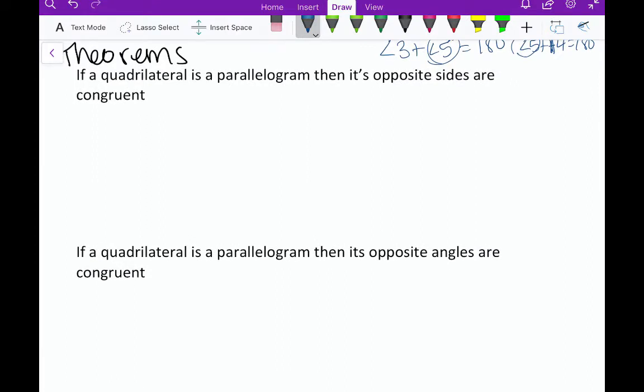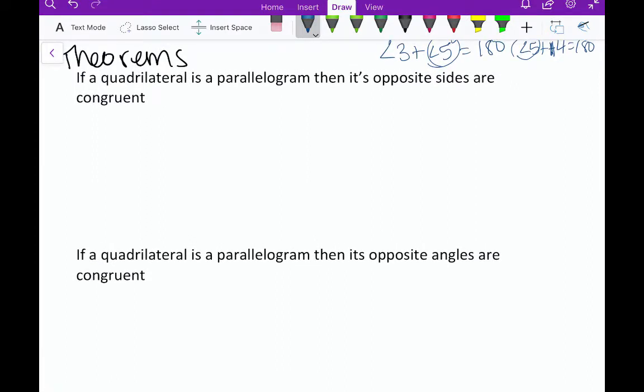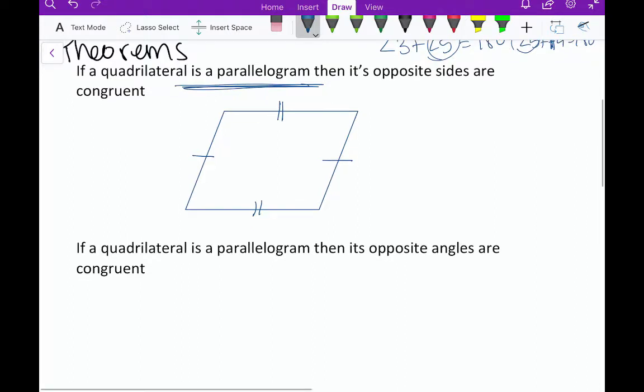So there are some theorems here that apply to parallelograms. These are basically the properties of the parallelograms. If a quadrilateral is a parallelogram, then its opposite sides are congruent. So, in other words, that will be congruent to that, and this will be congruent to that. If it is a parallelogram, that's important. We must know first that it's a parallelogram. If we know it's a parallelogram, then we know that this is true.